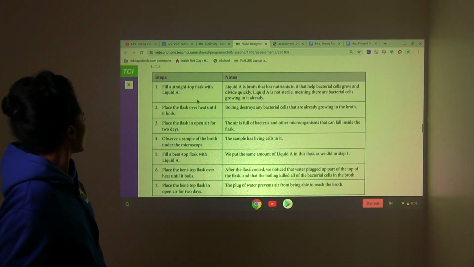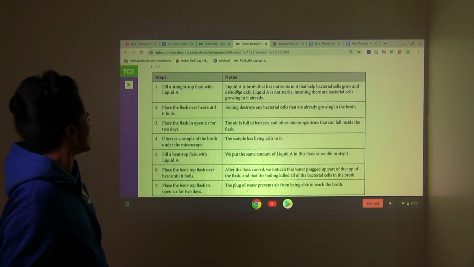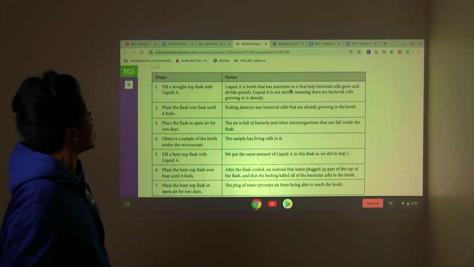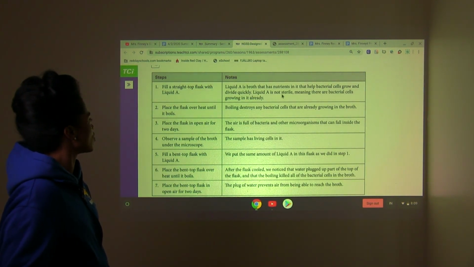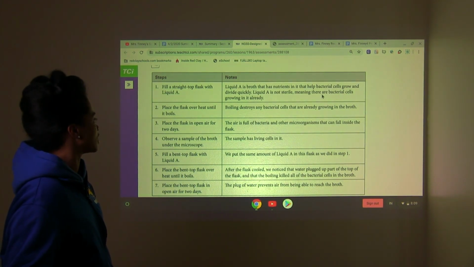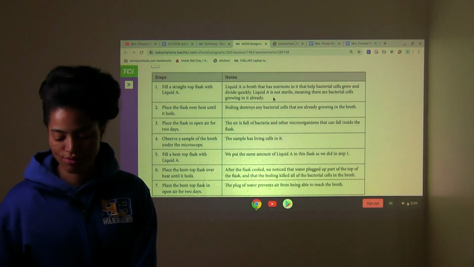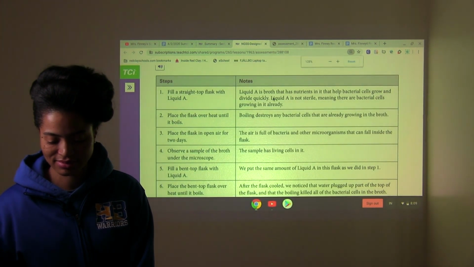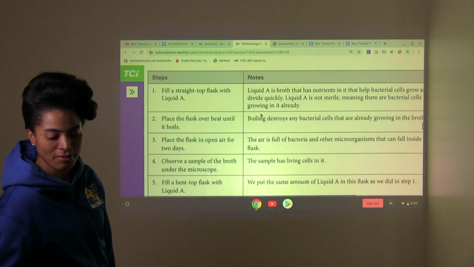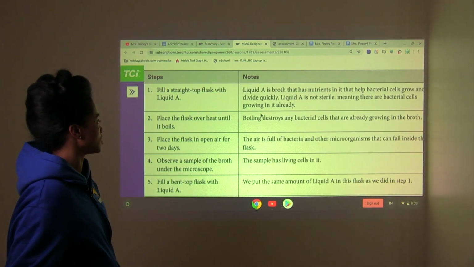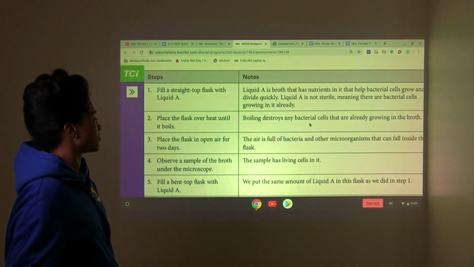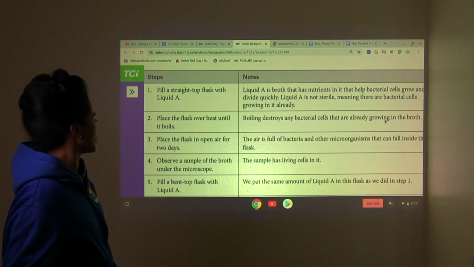First step, filtrate top flask with liquid A. Note, liquid A is broth that has nutrients in it that help bacteria cells grow and divide quickly. Liquid A is not sterile, meaning there are bacterial cells growing in it already. 2, place the flask over heat until it boils. Boiling destroys any bacterial cells that are already growing in the broth.